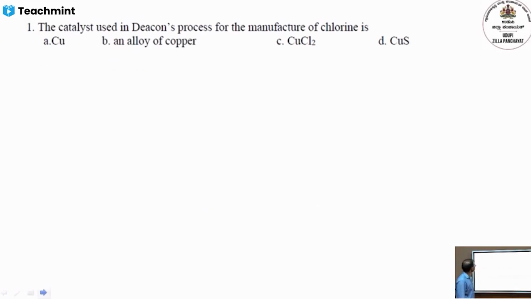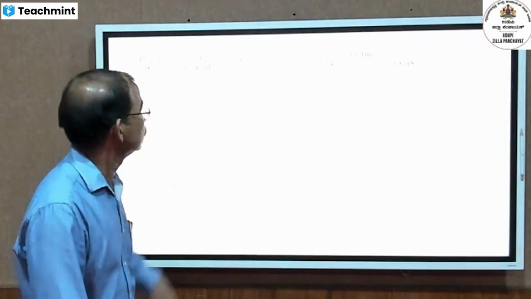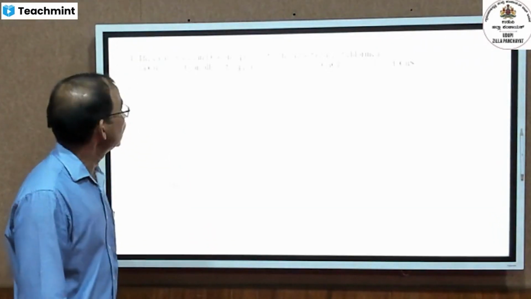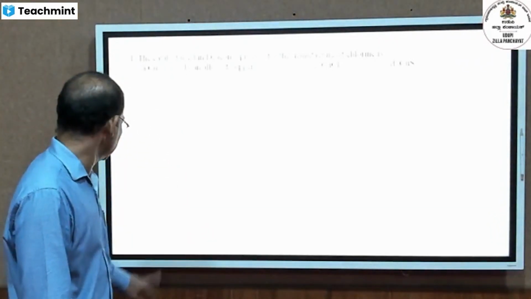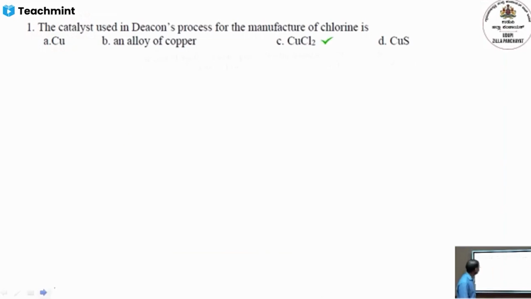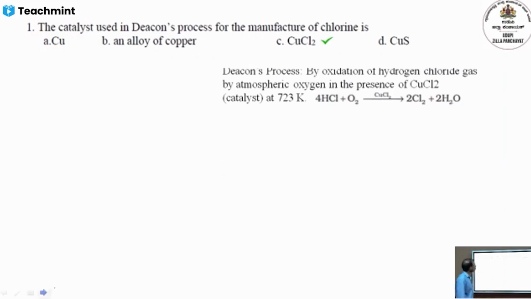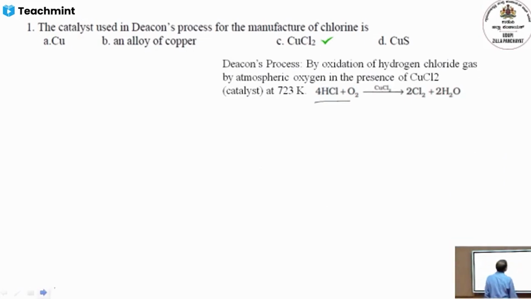the catalyst used in the Deacon's process for the manufacture of chlorine. I hope you remember there is a manufacturing method of chlorine gas, and the catalyst used there is cupric chloride. And if you look into the reaction, Deacon's process is the oxidation of HCl in the presence of cupric chloride, where chlorine gas is liberated.